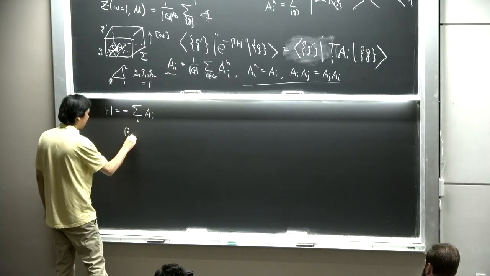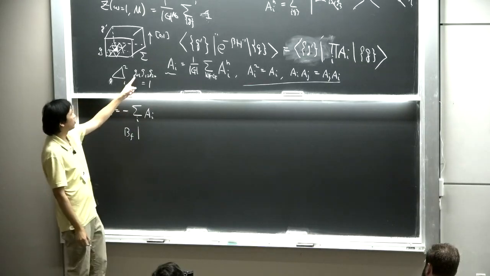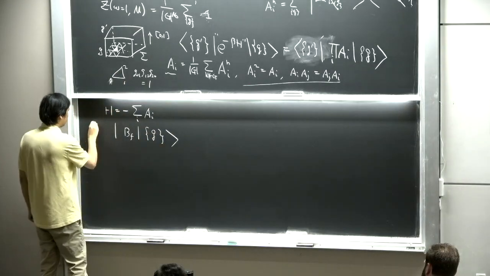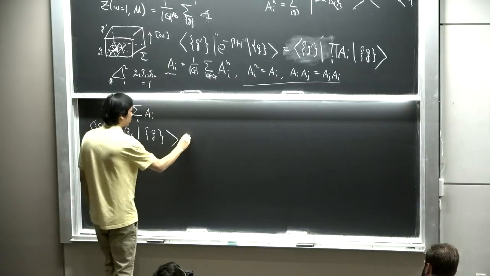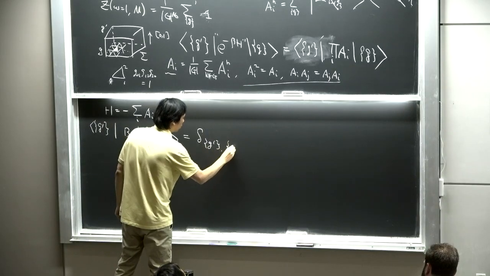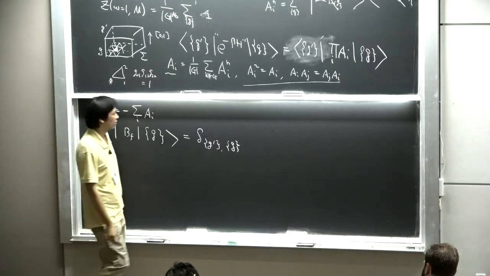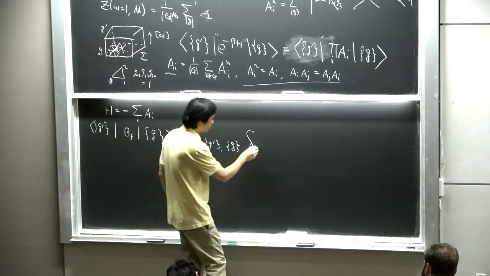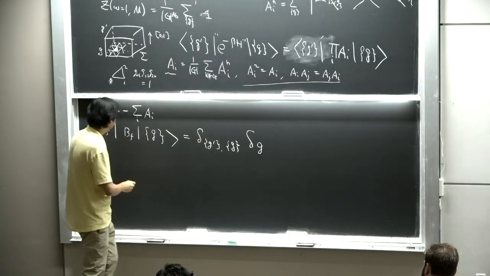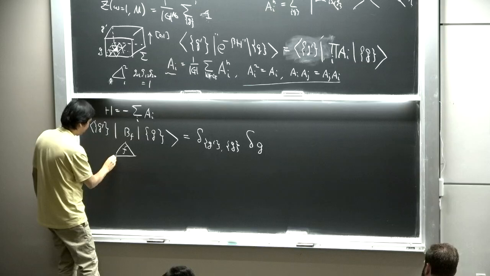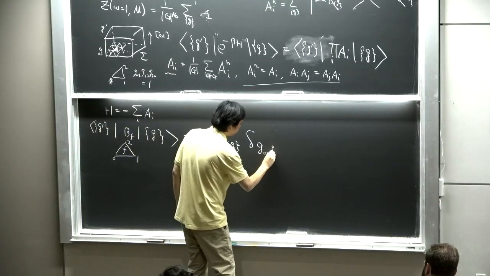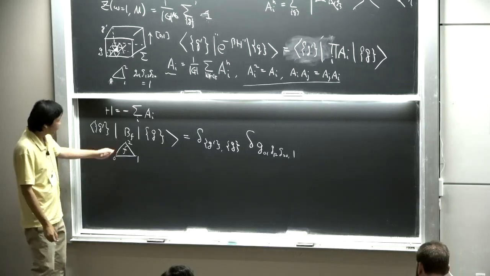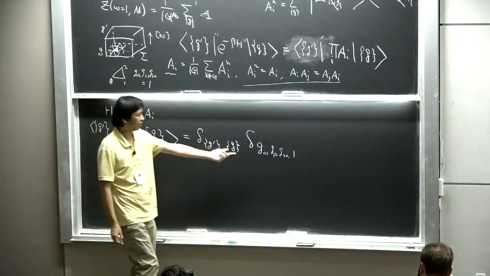So let me define a different operator, B_F, that basically computes how much flux you have inside the triangle. So it's going to be diagonal on the Hilbert space. A delta function enforces this operator to be diagonal, and then another delta function enforces a flux of this phase F. So F is a phase. Just say that F is one of these phases, g_01 g_12 g_20 equals 1. I'm going to define this operator that just measures whether you have flux or not.